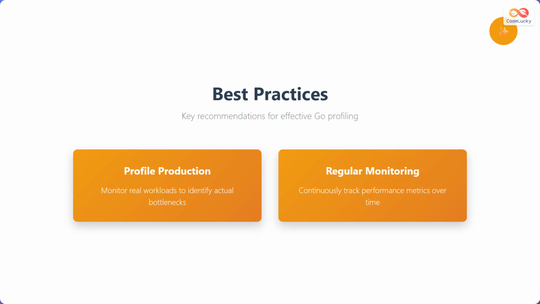Second, implement regular monitoring rather than just occasional profiling sessions. Performance issues can develop gradually over time, and continuous monitoring helps you catch problems before they impact users. Set up automated profiling collection and establish baseline performance metrics so you can quickly identify when performance degrades. Remember that profiling is not just about fixing current problems. It's about understanding your application's performance characteristics and preventing future issues.